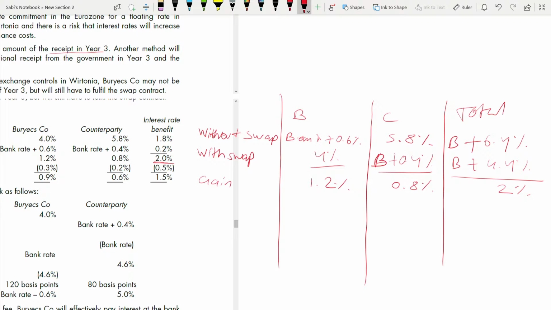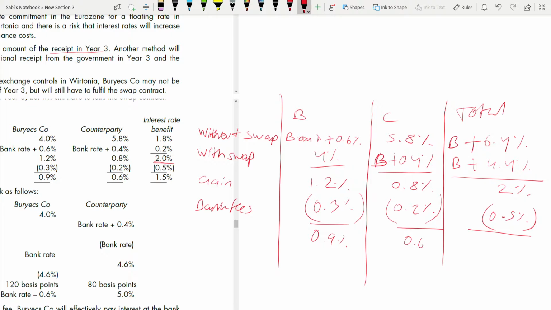Now I have to deduct my bank fees. The annual bank fees has been given as 0.5%. This will be deducted from my gain, divided the same way 60 and 40. You take 60% of 0.5, that will be 0.3 here and 0.2 here. So here I'm getting 0.9% and here I'm getting 0.6%. Here I'm getting 1.5%. Whether I do horizontally or vertically, I should get 1.5% only.